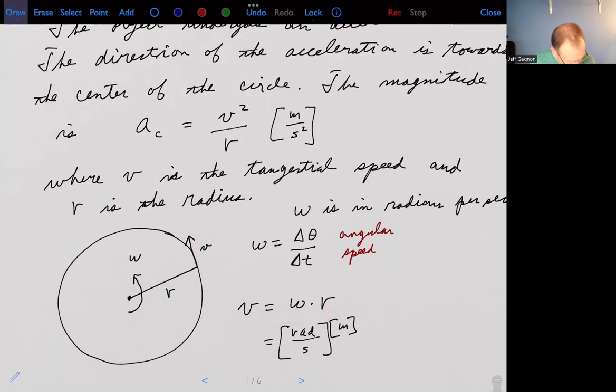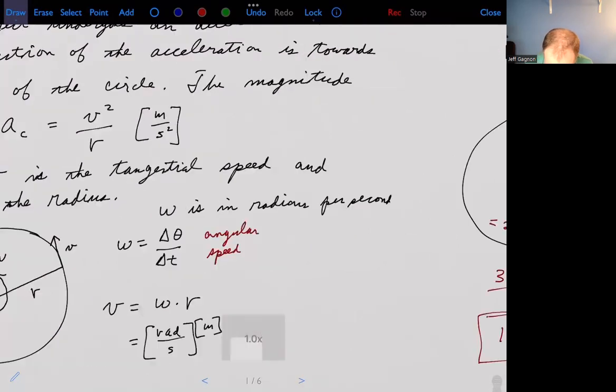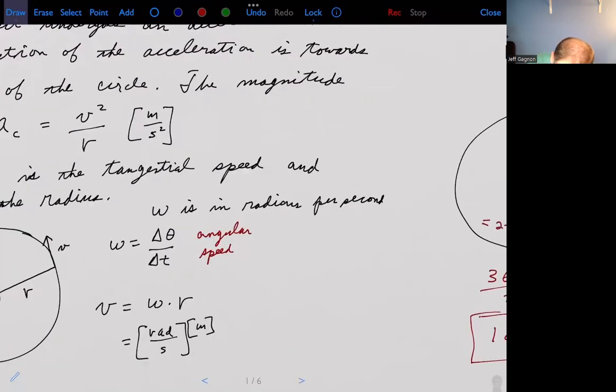So the point I'm trying to make, remember earlier, we just said that the centripetal acceleration is equal to v squared over r. But we just said v, if I want to write it in terms of the angular speed, I can write that as omega times r.